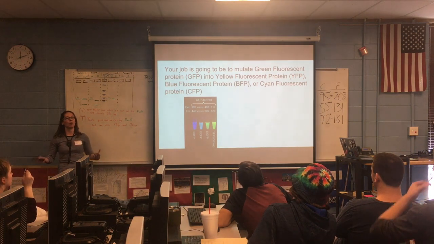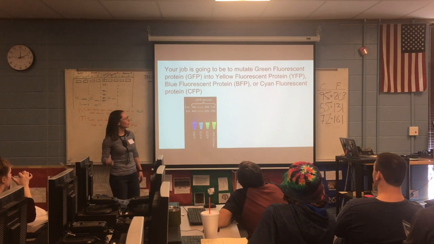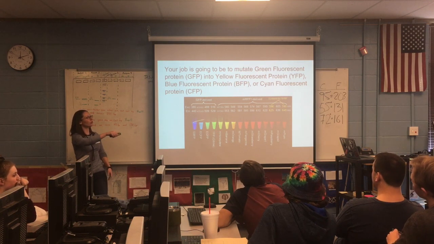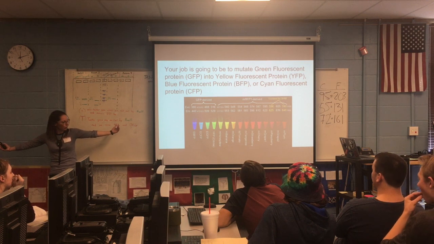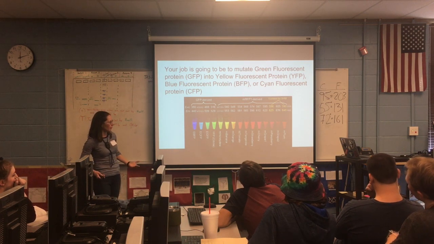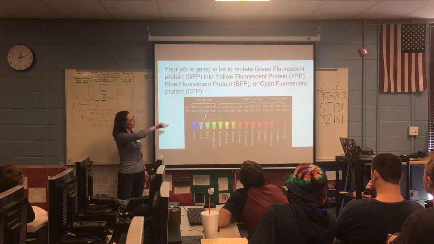So each group is only going to make one of these mutations. You're not going to make all mutations. But just so you get a sense of where we're at as a community, we have made fluorescent proteins that span the gamut of colors. So you can have a rainbow of fluorescent proteins in your cells and look at a whole bunch of different things all at the same time. But these are the ones we're going to look at right now, the GFP derived.